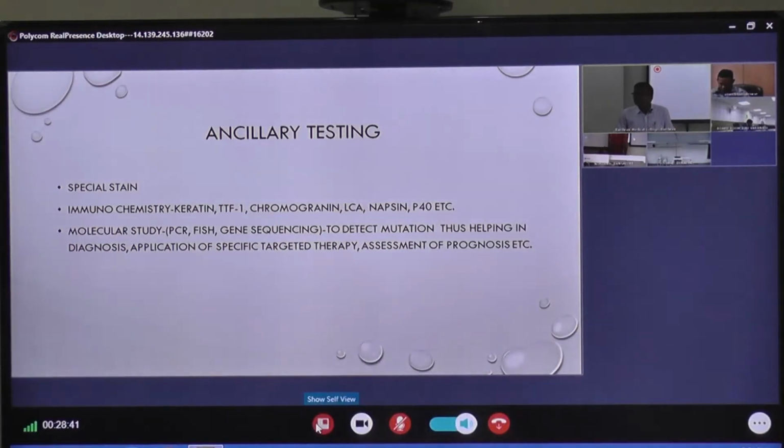So cell block, being obtained by a minimally invasive technique and providing a validated platform for this IHC, has now become very much useful for detection of these molecules also.